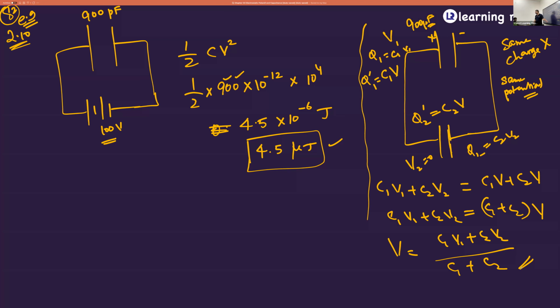So in this problem, you need not do this much because fortunately both are 900. What if the question was, initially you used a 900 picofarad, you completely charged it, and you take this 900 and connect it across 700. At that point, you cannot say they will get equally divided. So then what you should do is 900 into 100 initial value plus 700 into 0 divided by 900 plus 700. That is how you need to do. So in this case, it's very simple. As I told you, you need not do this much.